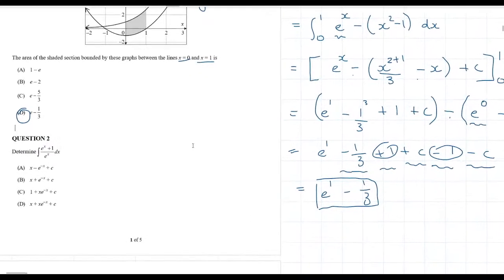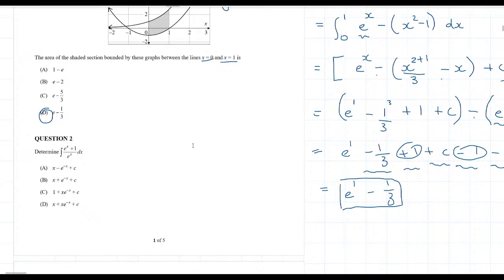Okay, let's look at question 2. So with questions like these, it's good to think about, if you've got a denominator that's common to both of them, you can actually separate it out. So we can write this as the integral of e to the x divided by e to the x, plus 1 over e to the x. So we're integrating all of this, but we've just separated them out, dx.